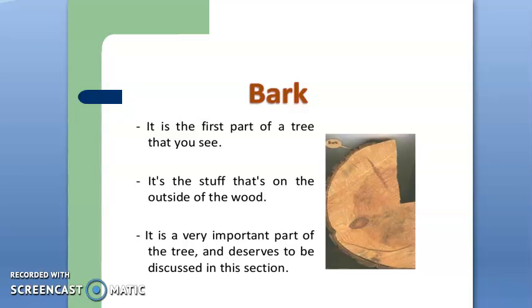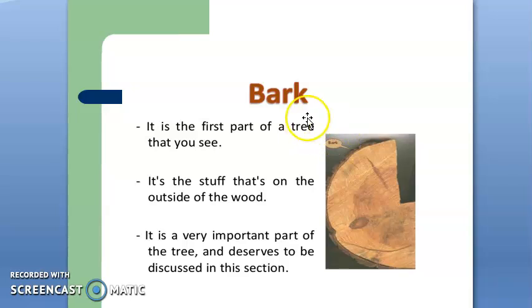First of all, we will see the basic information about the bark. It is the first part of a tree that you see. It's the stuff that's on the outside of the wound. This is the bark. It is a very important part of the tree and deserves to be discussed in this section. The secondary external tissue lying outside the cambium in the stem or root of dicotyledons is known as bark. Also, botanically, this bark is known as periderm.